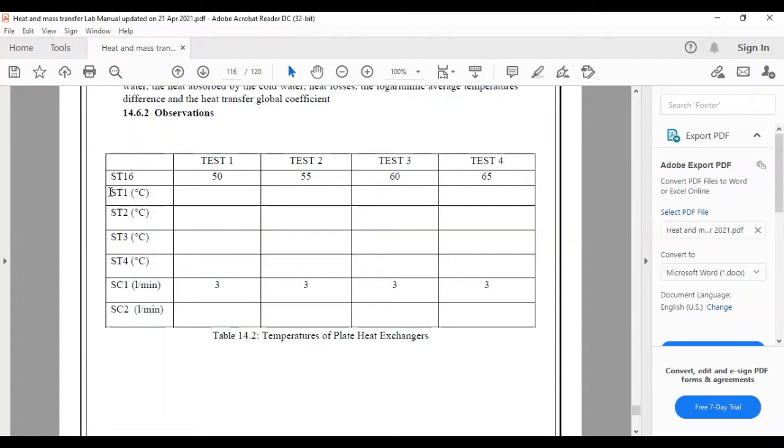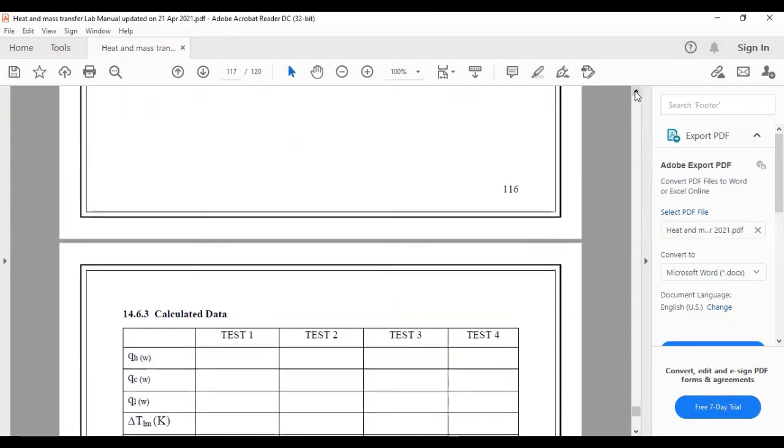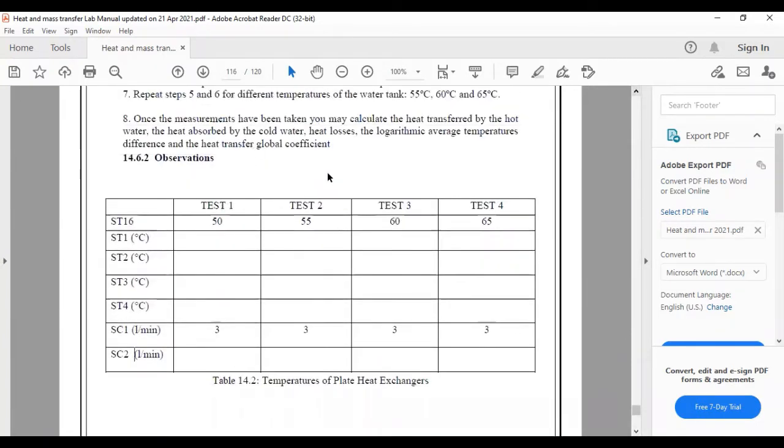And all these ST1 to ST4 represent the temperature of hot and cold water, and SC1 and SC2 are the flow rate of hot and cold water. So we will measure these values, and we will observe. We will use these values to calculate our different parameters later on. So now we will move towards our lab to perform the experiment on this plate heat exchanger.